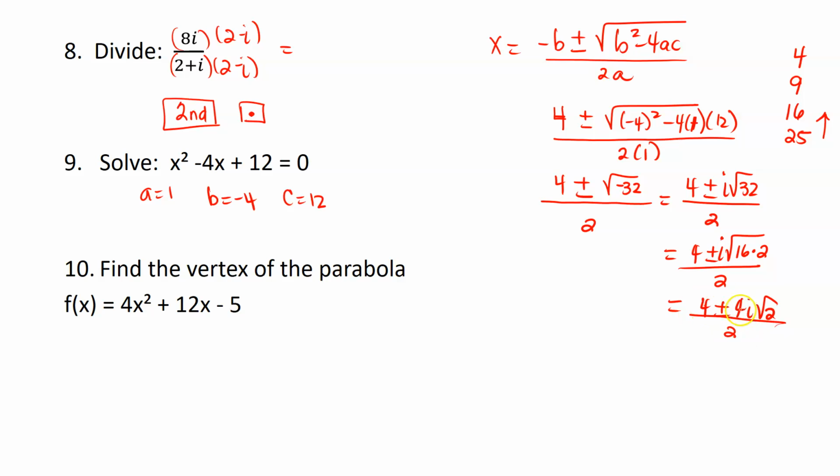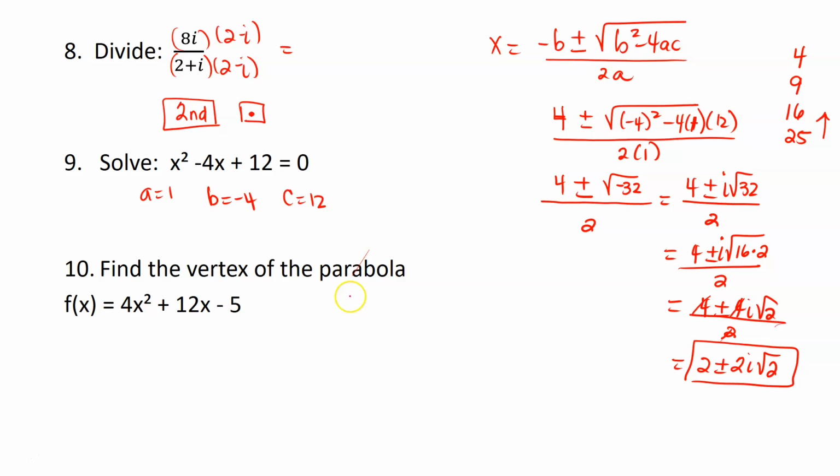Now look at the 4 and the 2. You do not include this 2. There's a common factor of 2, so I'm going to divide everything by 2. So I end up with 2 plus or minus 2i square root of 2.